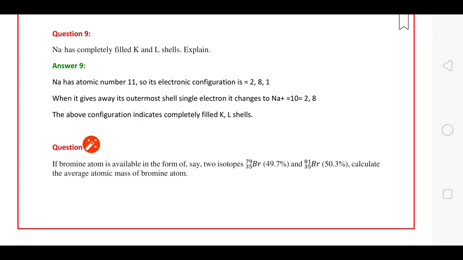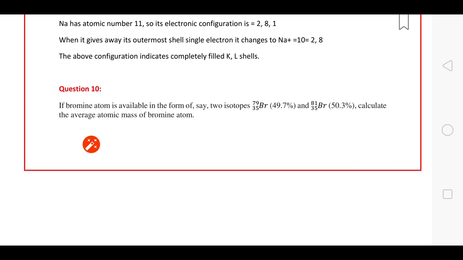Sodium has atomic number 11, so its electronic configuration is 2, 8, 1. When it gives away its outermost shell's single electron, it changes to Na+ with configuration 2 and 8. The above configuration indicates completely filled K and L shells.